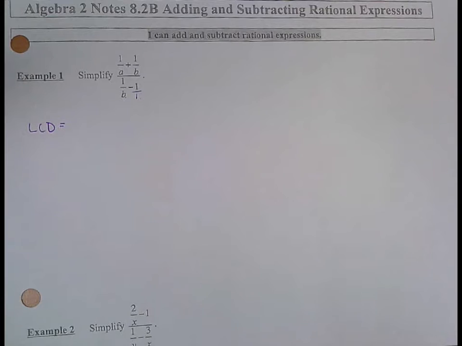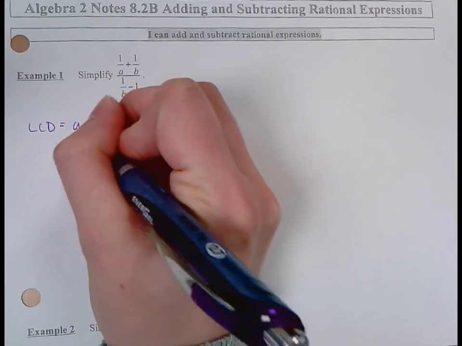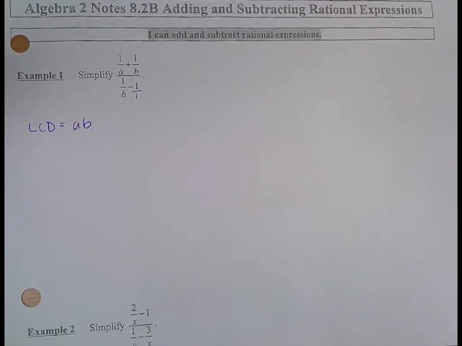Ethan? Just AB, yep, or just AB. You wouldn't even need to include the 1 in front. You certainly can. So that's tying into what we talked about yesterday. Find that least common multiple, least common denominator.